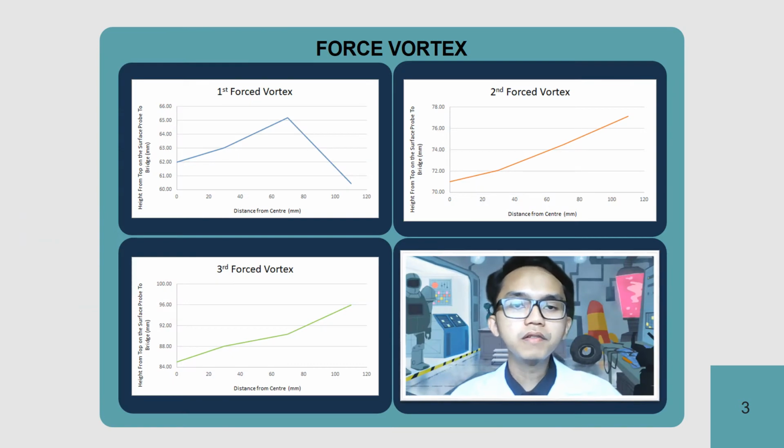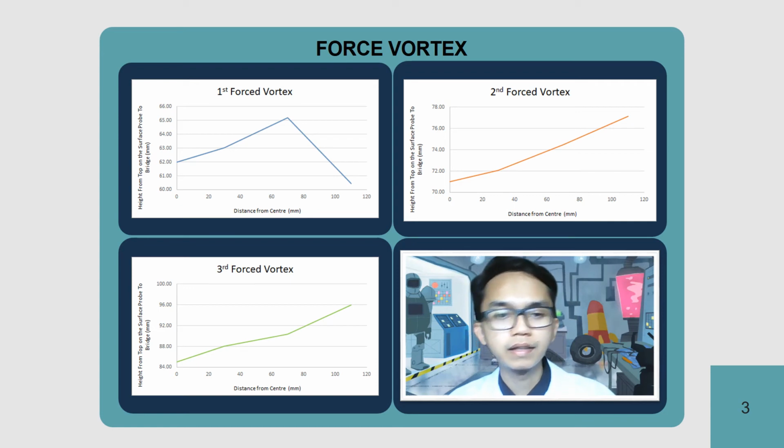Lastly, for the forced vortex discussion, we plot a graph to see the trend lines of the forced vortex. We plot a graph of height from the top surface probe to the bridge against the distance from the center. For the first experiment, we can say that the value of h increases and suddenly decreases when the distance from the center reaches 70 millimeters.